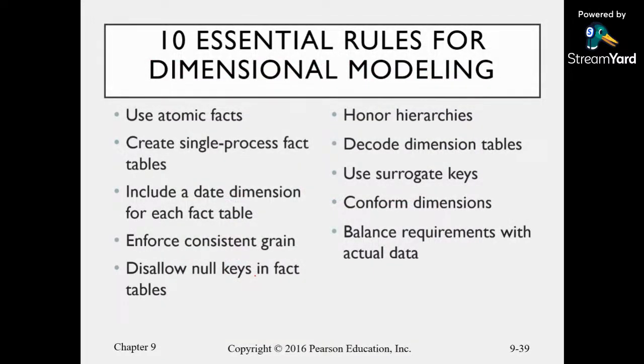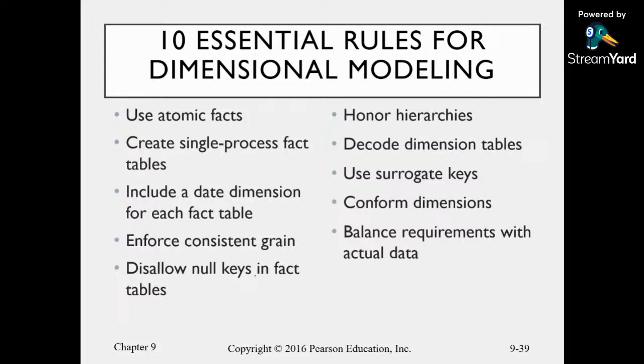Ten essential rules for dimensional modeling: use atomic facts, create single-process fact tables, include a date dimension for each fact table, enforce consistent grain, disallow null keys in fact tables, honor hierarchies, decode dimension tables, use surrogate keys, conform dimensions, and balance requirements with actual data.